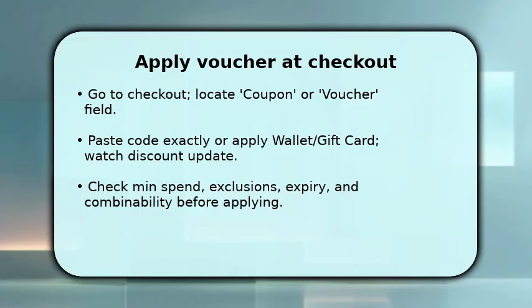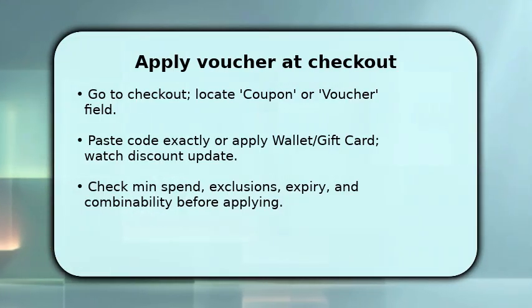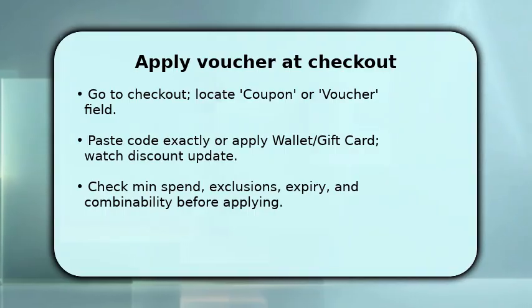At checkout, choose payment and shipping options, then locate the coupon or voucher field. Paste the code exactly, respecting capitalization and no extra spaces. If you're using a digital voucher in your Shein wallet, tap Apply under Wallet or Gift Cards. The discount line should update instantly.